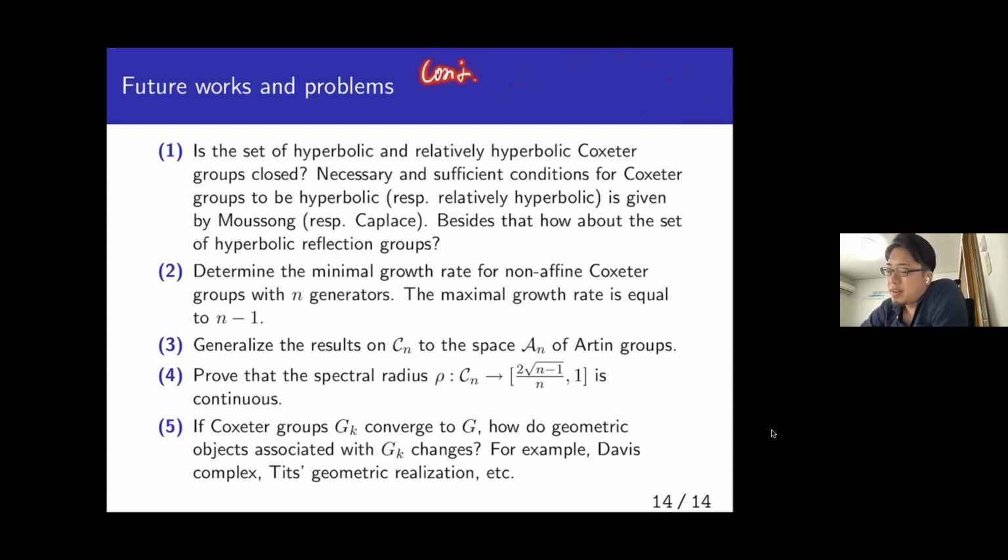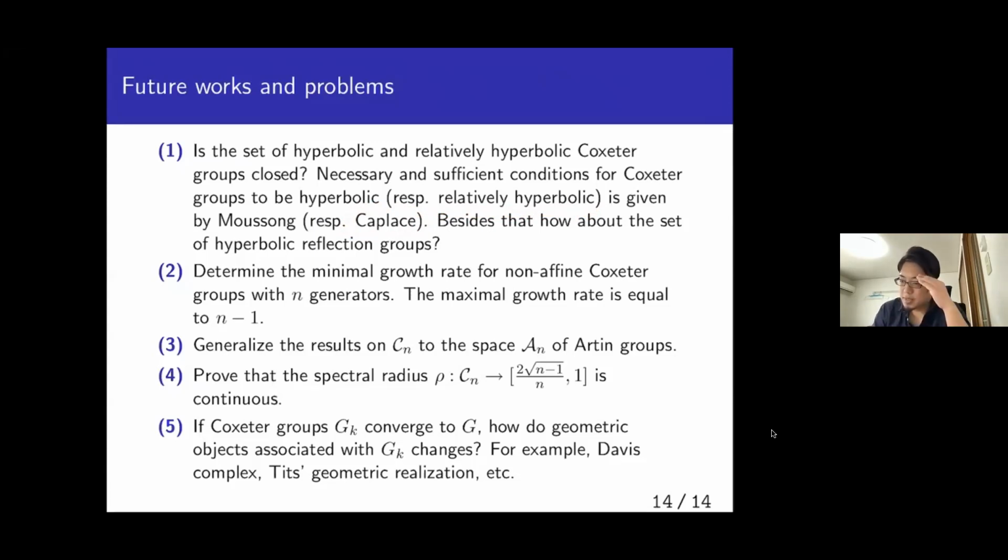But conjecturally, I think the hyperbolic Coxeter groups or relatively hyperbolic Coxeter groups are closed sets in Cn. And probably the limit boundary of the hyperbolic Coxeter groups is equal to the relatively hyperbolic Coxeter groups, I think, but I don't know the proof. Concerning the hyperbolicity or relative hyperbolicity of Coxeter groups, some conditions are known. One is due to Moussong, and for relative hyperbolicity, Caprace showed necessary and sufficient conditions.